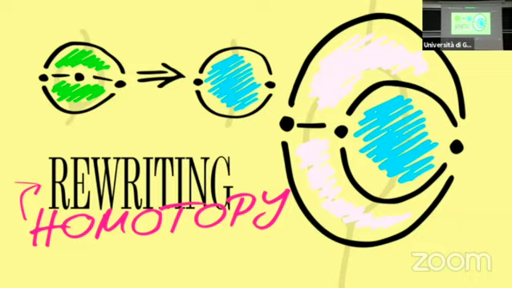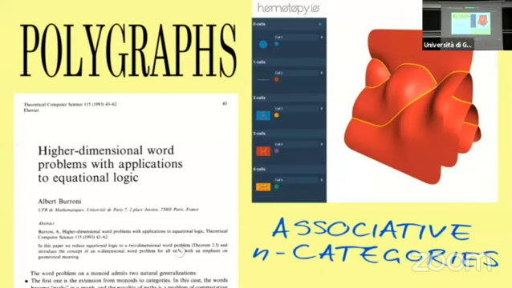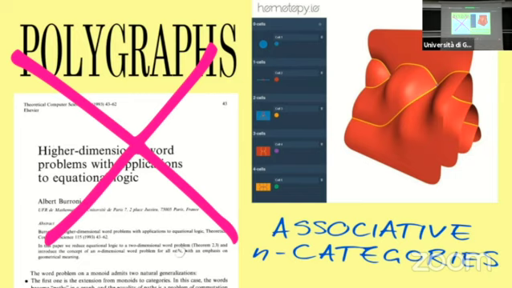Some formalisms for diagram rewriting focus on special cases, like rewriting of symmetric monoidal categories. For the general problem of rewriting in higher categories, we have two formalisms: polygraphs, based on strict higher categories, and the associative model of n-categories, used by the Homotopy.io proof assistant. Due to Simpson's result, polygraphs are not sound for homotopical algebra, and for associative n-categories, as far as I know, it is still an open question.